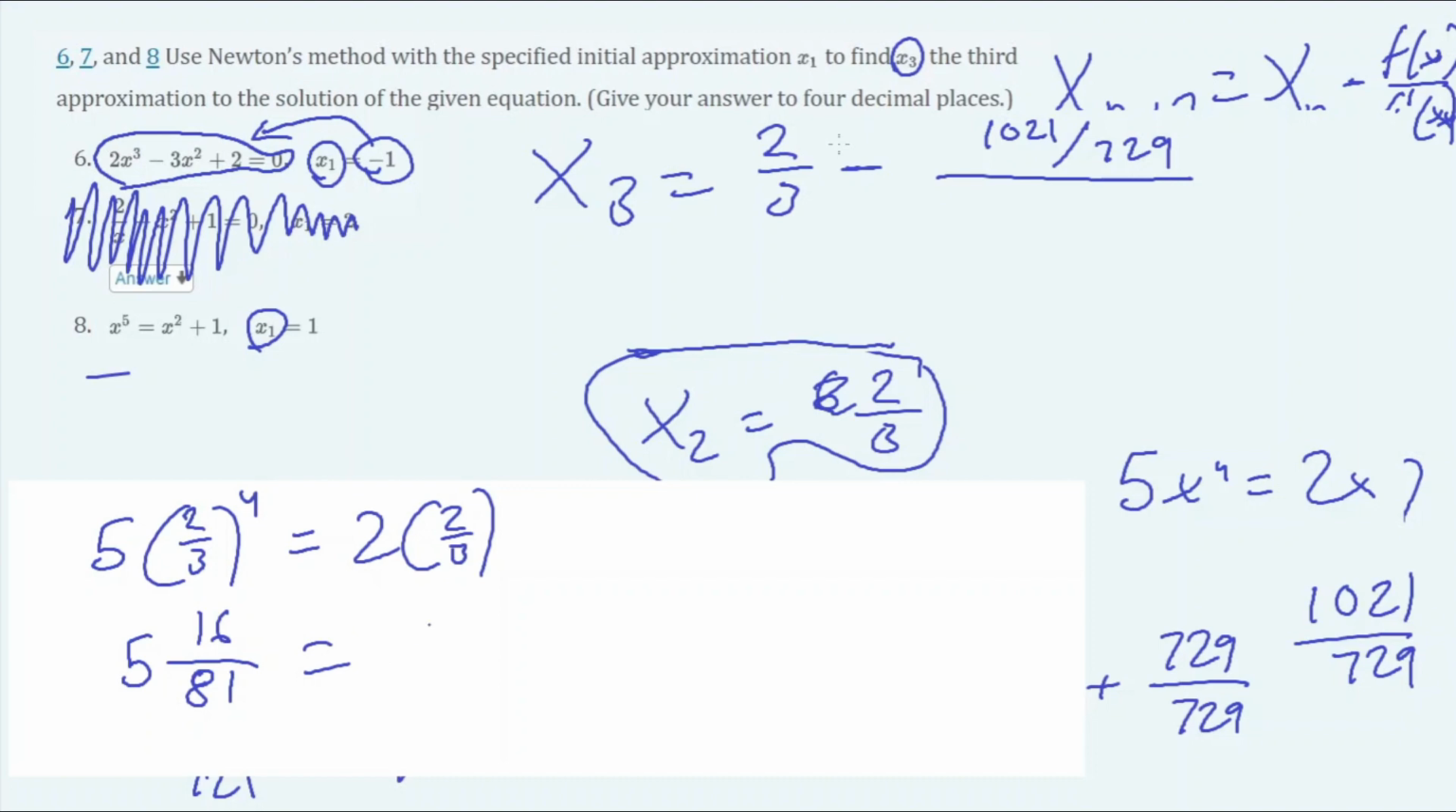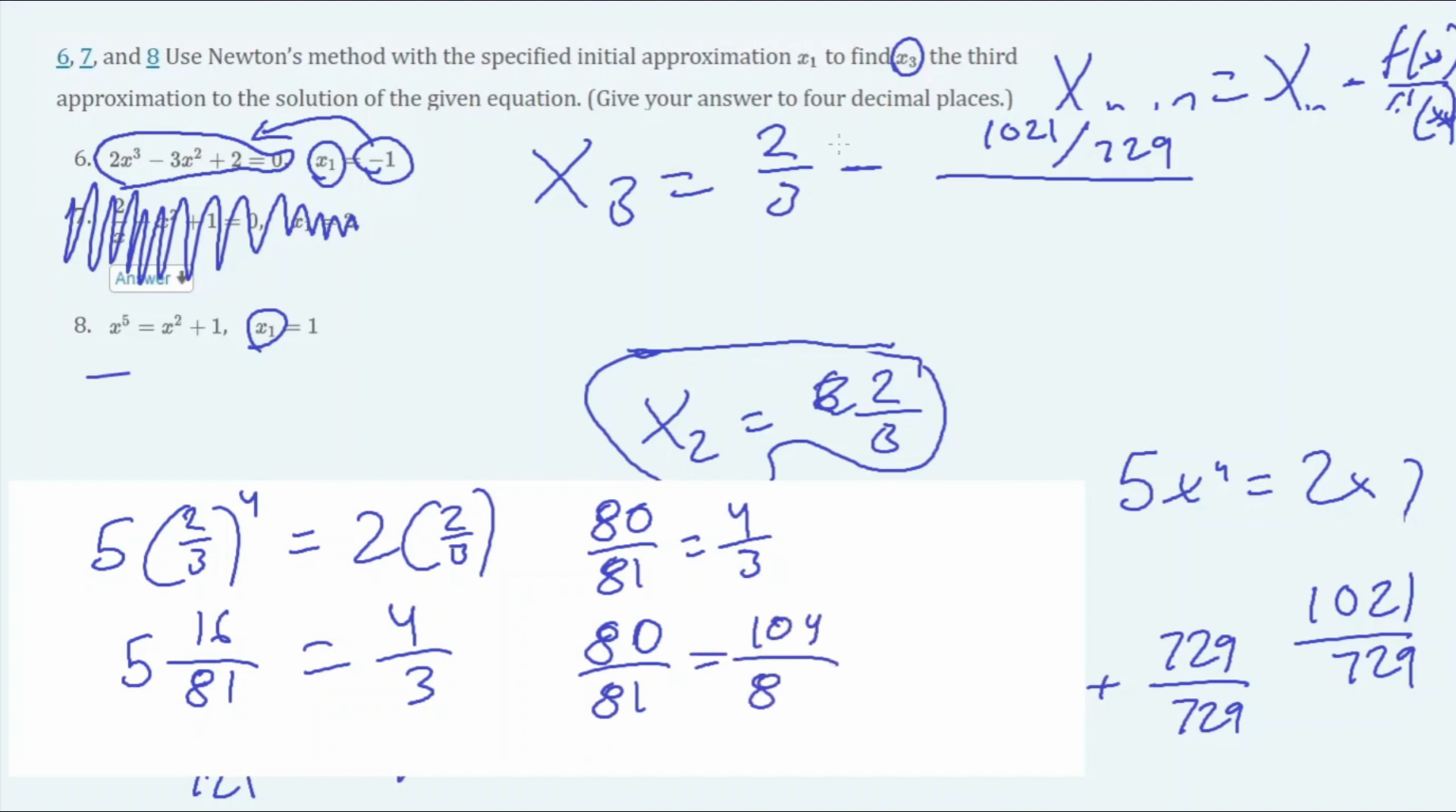And now we're going to have equal to 4 over 3. And so we can multiply the left side out. We're going to have 80 over 81 is equal to 4 over 3. And now we need to turn them into common denominators. So we need to multiply the right side by 27. So we're going to have 80 over 81 is equal to 27 times 4, which is 104 over 81.